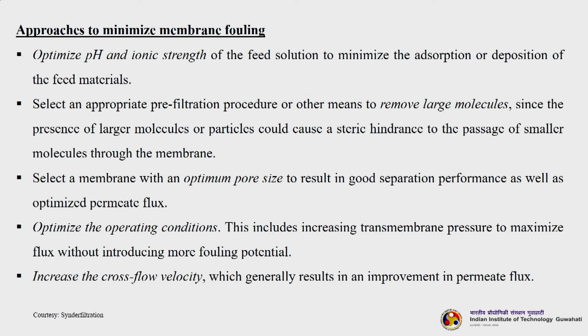Now, let us understand how to minimize membrane fouling. You can do it by various methodologies or techniques. The first one is to optimize the pH and ionic strength of the feed solution to minimize the adsorption or deposition of the feed material. You can easily optimize the pH by adding acid or alkali as required, so that the adsorption or deposition of foulants on the surface of the membrane will become less.